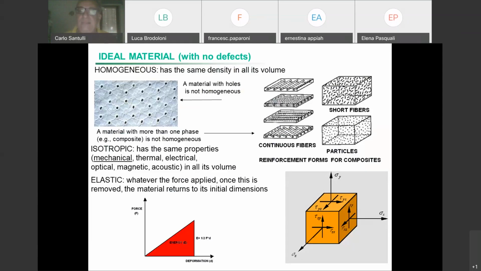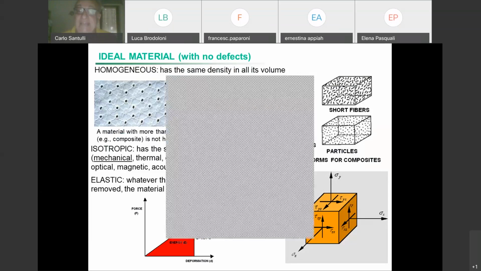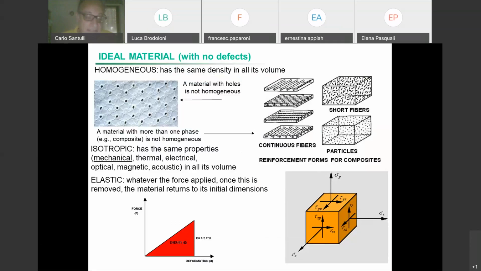Plus, a homogeneous material would need not to have porosities, voids, lumens, as they are called in natural fibers, in botanics. So a vegetable fiber is not homogeneous. A ceramic is porous, is not homogeneous. And then the third characteristic is that it would need to be isotropic.